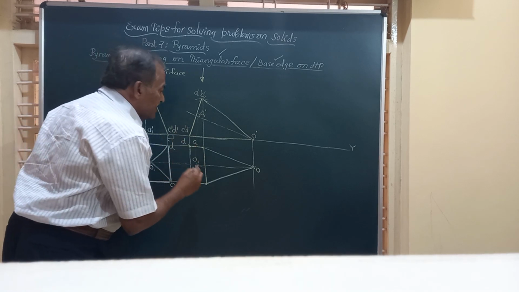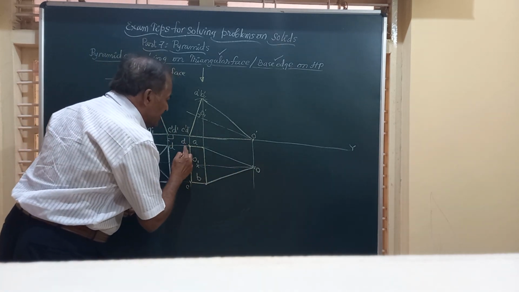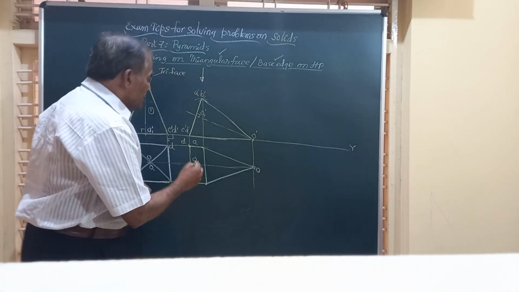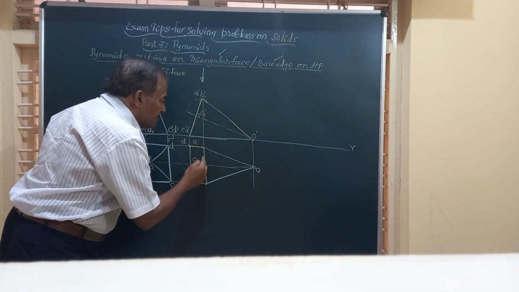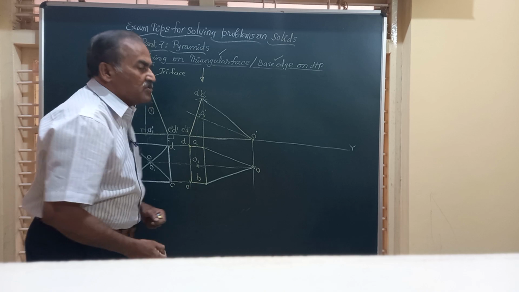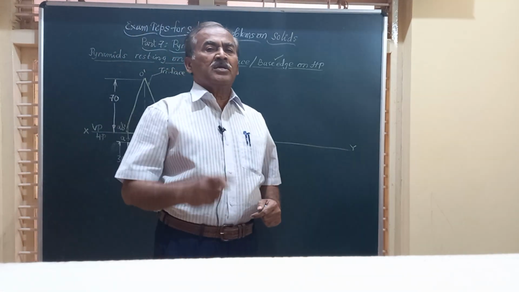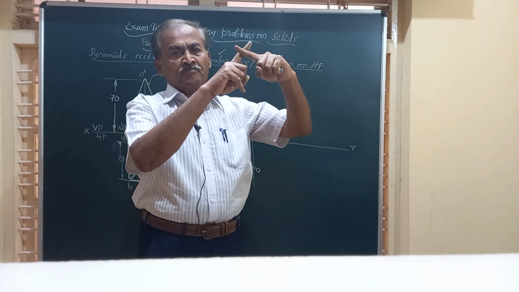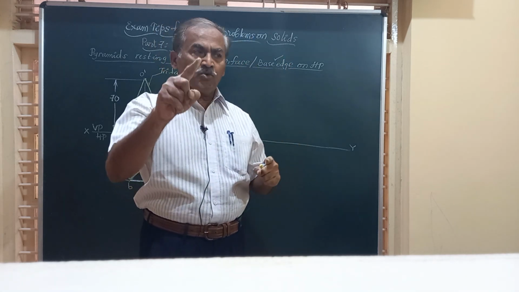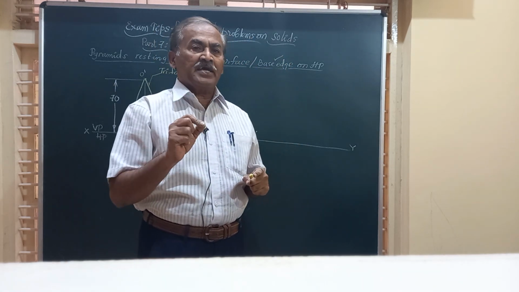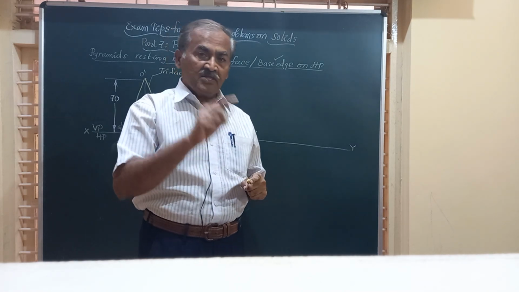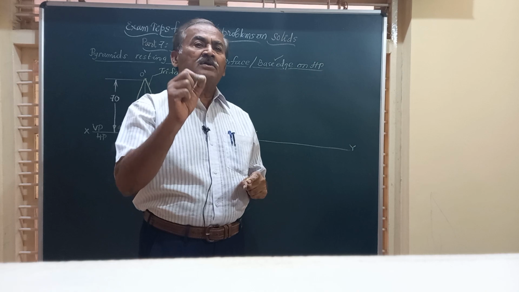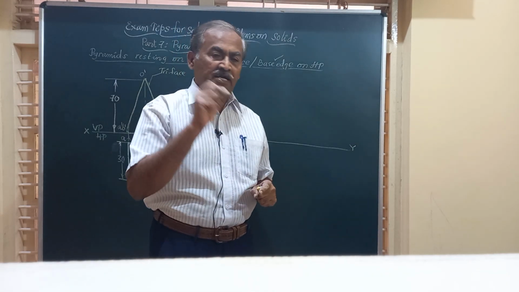So now friends, I want to join O to D. But while joining O to D, what happens friends? It is going to intersect this AB. So friends, remember, in solids, whenever two lines intersect, if one of them is known to be a full line or a visible line, the other should compulsorily be an invisible line, a dotted line.